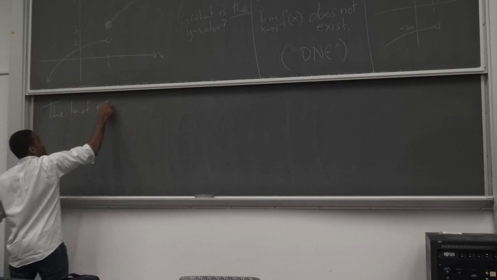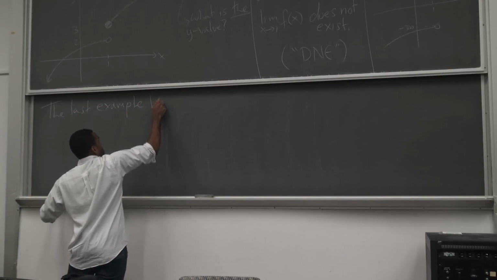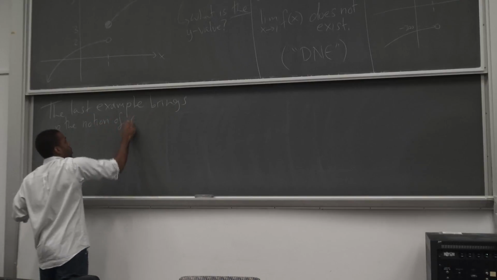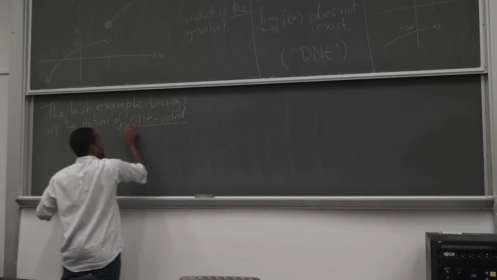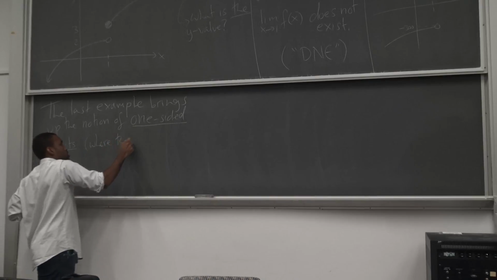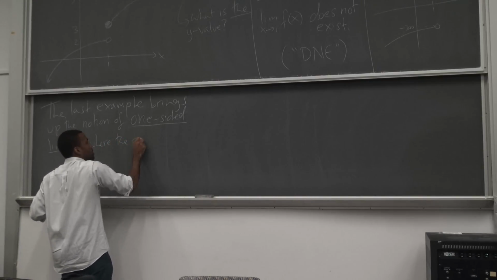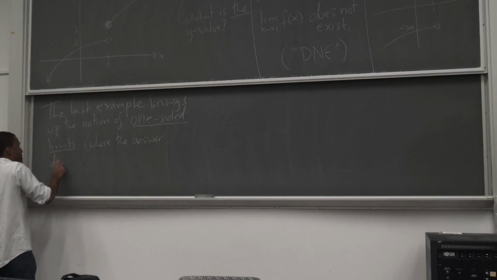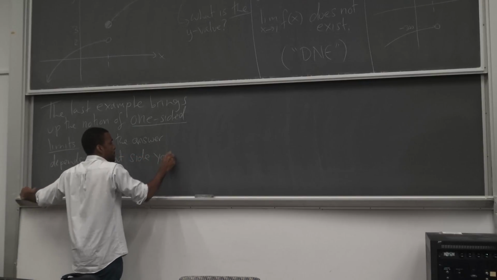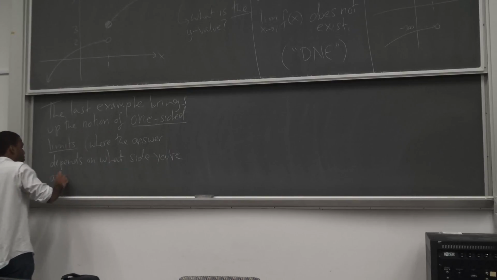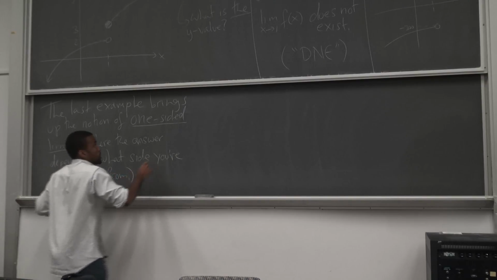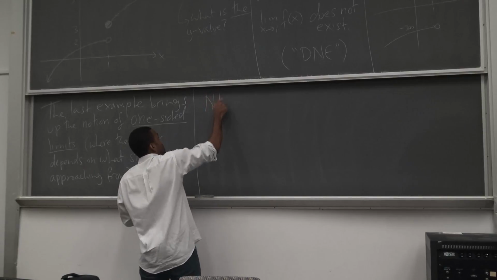The last example brings up the notion of one-sided limits. Right? These are where the answer depends on what side you're coming from. So here's the notation for one-sided limits.